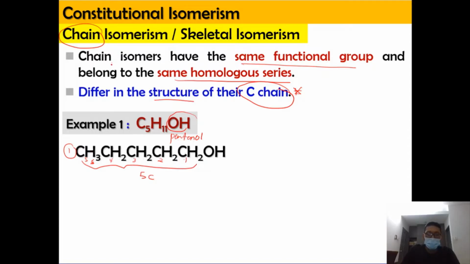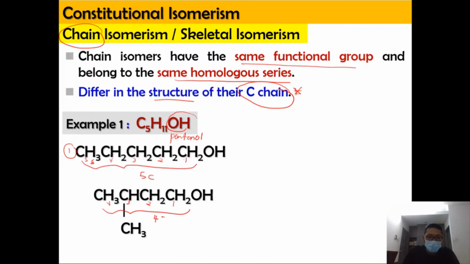In order to make another chain isomer, we will usually make a branch, on another carbon. What we're going to do is reduce the length of the carbon chain from 5 carbon to 4 carbon, so we have 1, 2, 3, 4, 4 linear carbon. And the extra carbon will then be attached to number 3. This produces the second isomer.